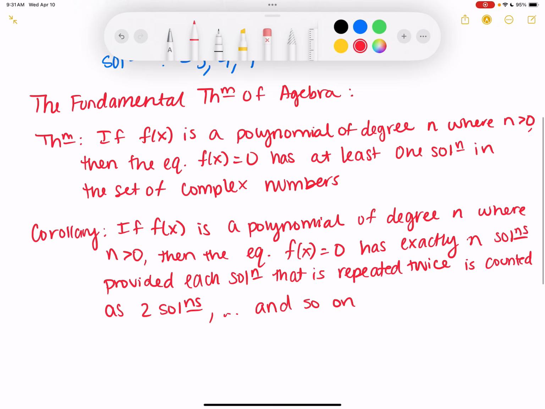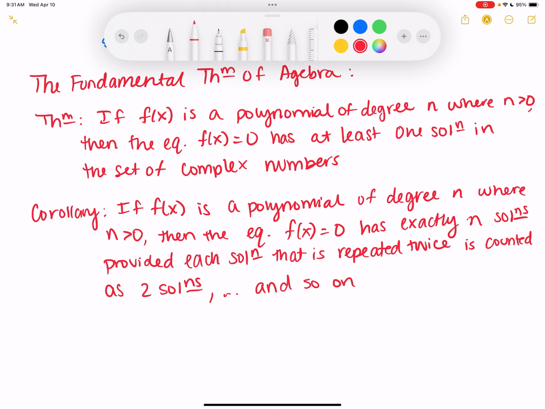Wait, what is it? N is greater than what? In the theorem. Up here? 0. Oh. There.